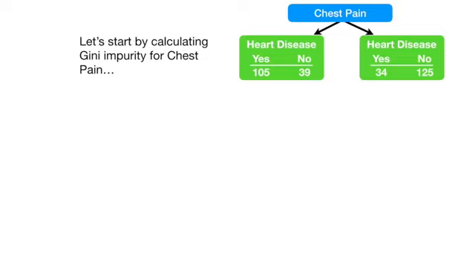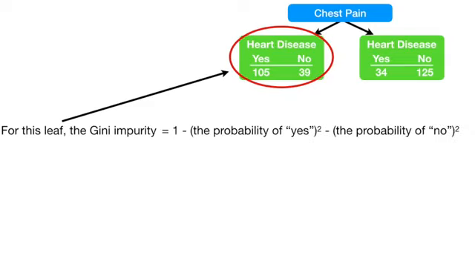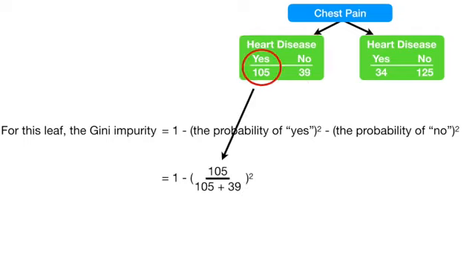Let's start by calculating Gini impurity for chest pain. For this leaf, the Gini impurity equals 1 minus the probability of yes squared minus the probability of no squared. Now let's plug in some numbers.